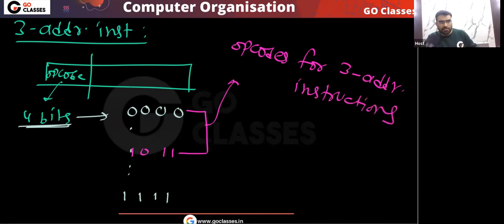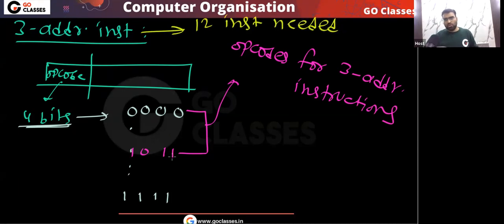Remember, I need a total of 12 instructions. You can see these are the 12 opcodes you can use for 3 address instructions.